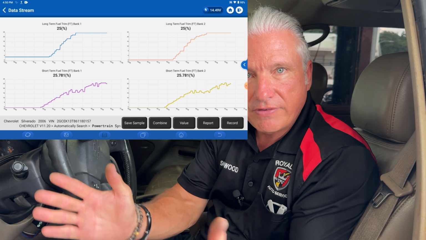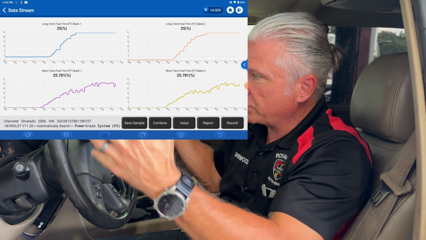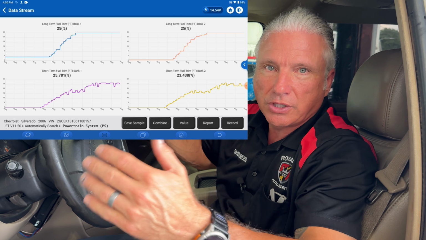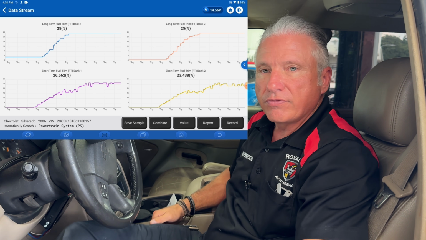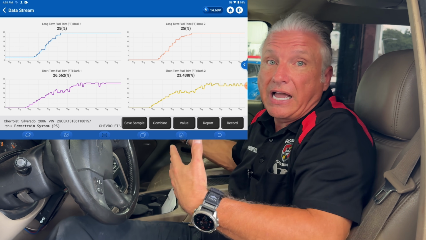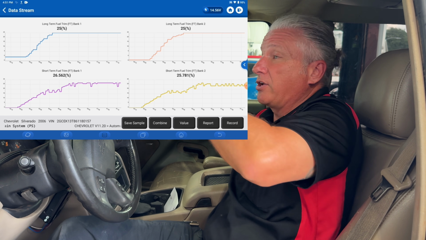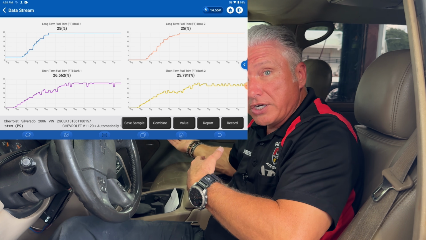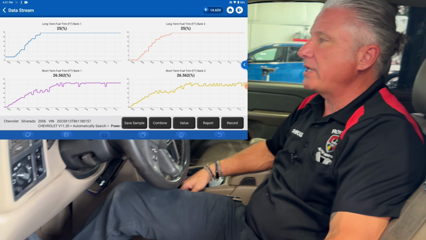So here's a scenario: vehicle comes in, you've got lean fuel trim codes. You hook the scanner up, you're looking at fuel trims, and the fuel trims are adding a lot of fuel. They're positive numbers. You're at idle. You don't know at this point: do I have a vacuum leak? Could it possibly be a mass airflow sensor issue? Do I have a fuel pressure issue? Who knows? Go ahead and take the RPM up.